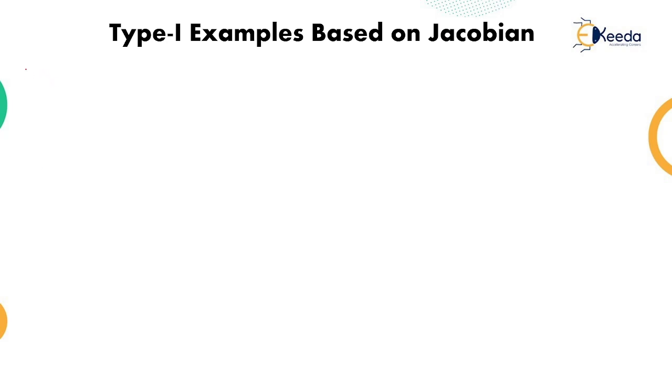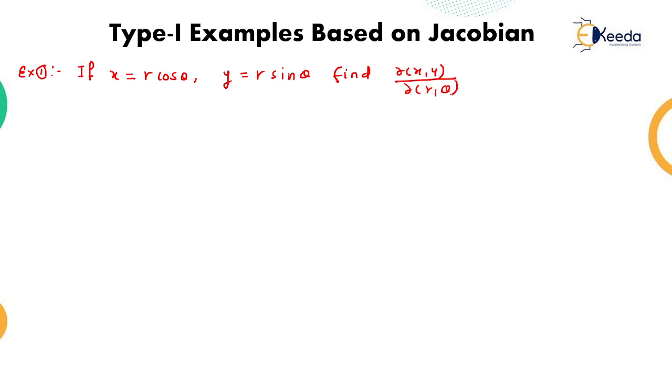So let me write the first example. Example number 1: if x equals r cos theta, y equals r sin theta, find ∂(x,y)/∂(r,theta). This is nothing but finding the Jacobian. Here x and y are the functions of r and theta, so we have to solve the problem by using Jacobian.